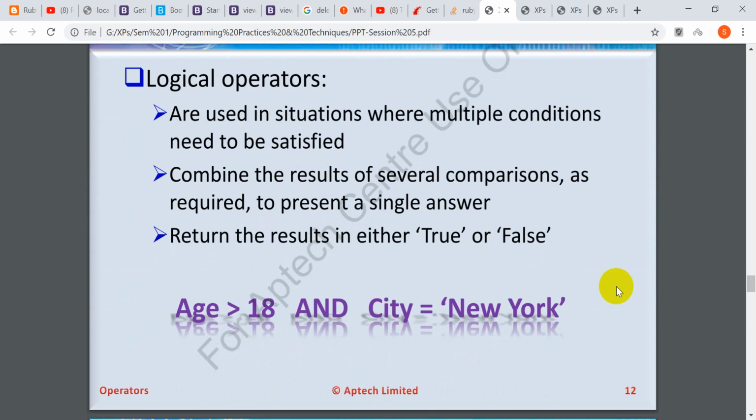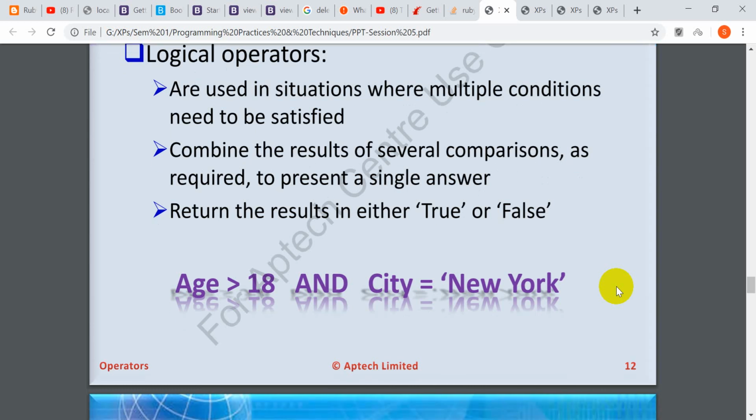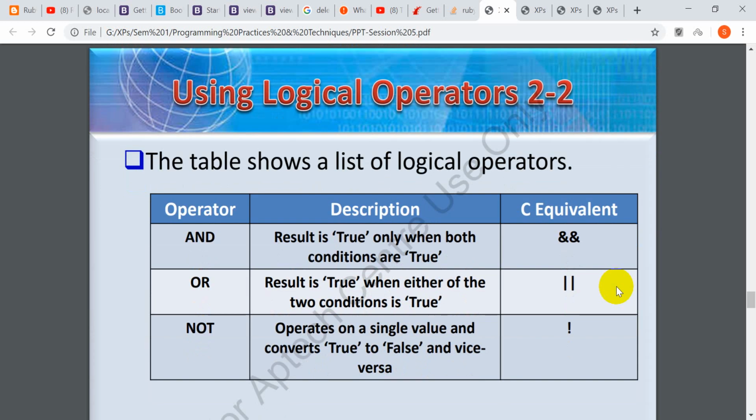So we have logical operators. They are used in situations where multiple conditions need to be satisfied. Logical operators are known as AND, OR, NOT, right? They combine the results of several comparisons to present a single answer. It returns the result as either true or false. For example, age is greater than 18 AND city is equal to New York. So these are the logical operators: we have and, we have or, we have not.